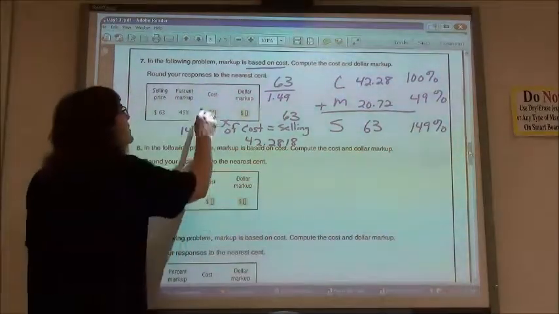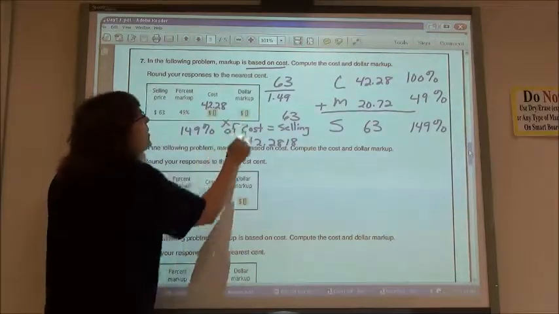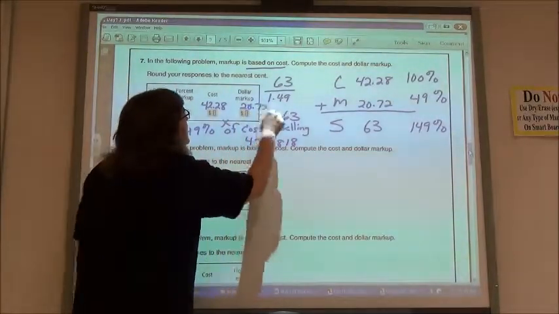So my cost, $42.28. The dollar markup, $20.72.